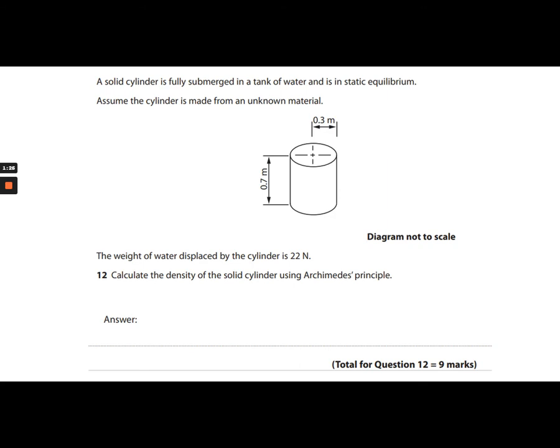Okay, so here is one on Archimedes principle. You've got something that's being put into a liquid, so it's either going to be floating or sinking or something like that. So we call them immersed bodies, and you have something here. Now the key thing about this question is that it's in static equilibrium. So it's fully submerged in static equilibrium.